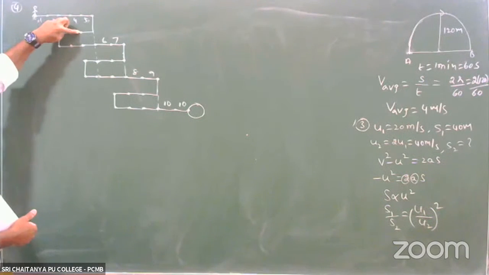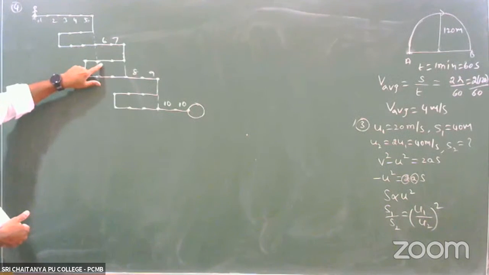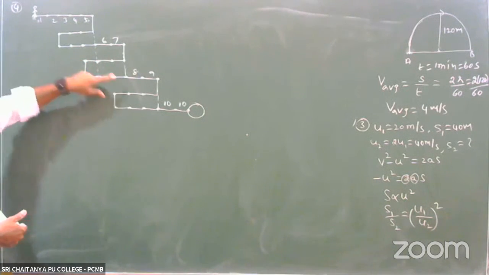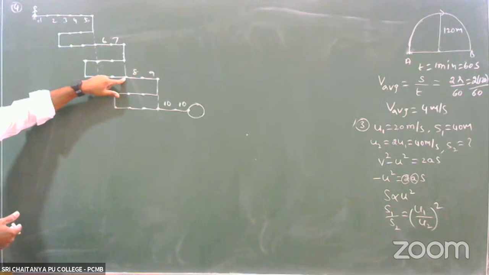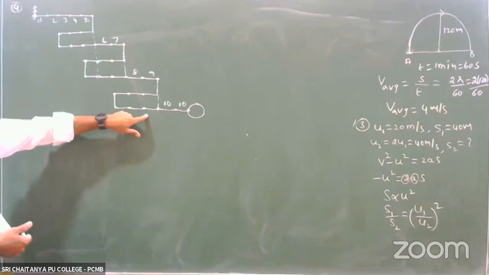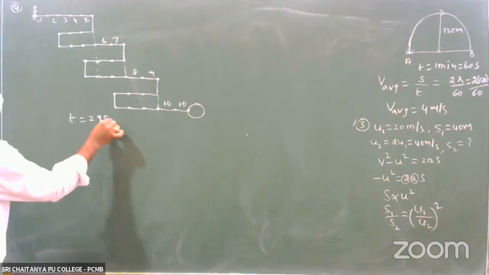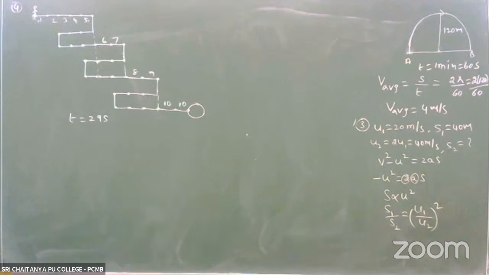5 plus 3, 8. 8 plus 5, 13. 13 plus 3, 16. 16 plus 5, 21. 21 plus 3, 24. 24 plus 5, 29. Therefore, after a time of 29 seconds, he will fall into the pit.